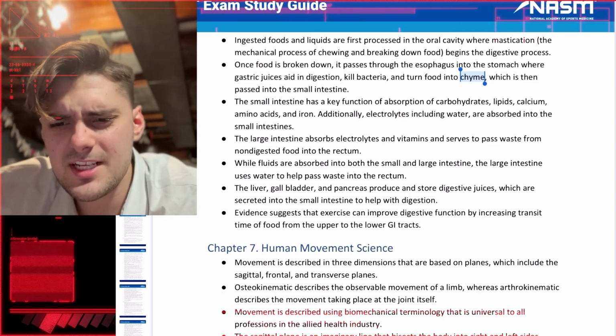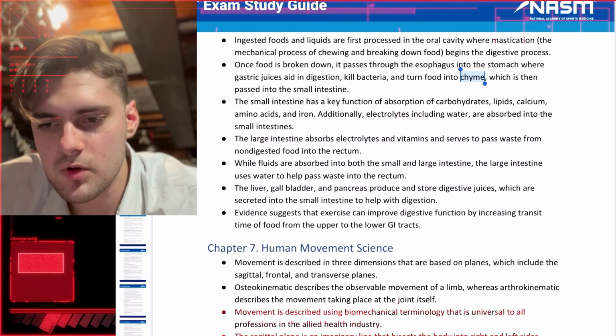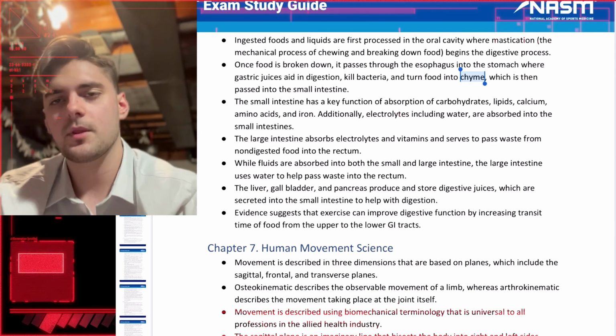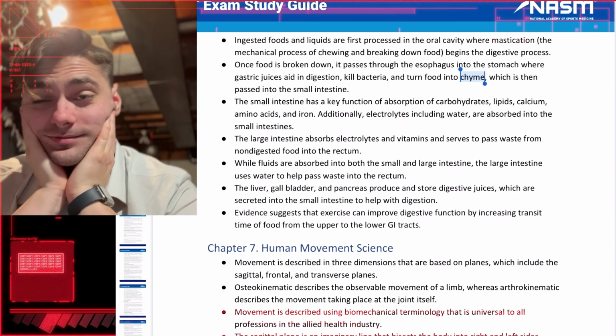Evidence suggests that exercise can improve digestive function by increasing transit time of food from upper to lower GI tracts. All right, so that is chapter 6.